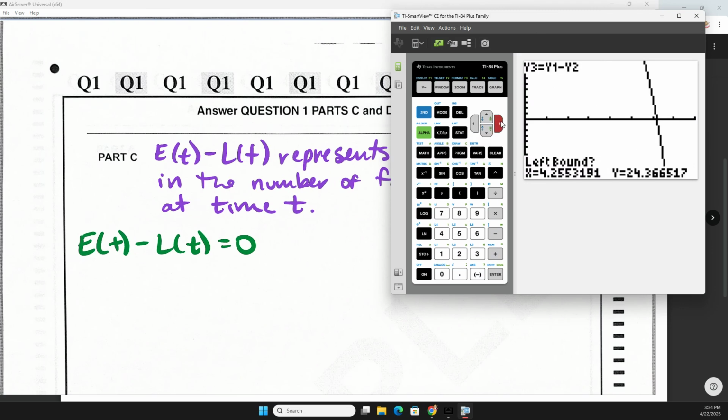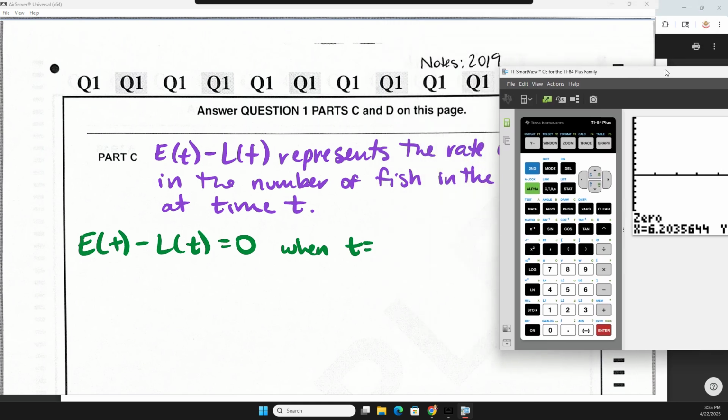So you have two options, and I think I chose the more difficult option because right now my little cursor is not even on the screen. We're going to move closer. All right, there it is. We're going to hit enter on the left, and then enter on the right, and then enter one more time. So that is equal to 0 when t equals, and then I'm going to go to several decimal places.